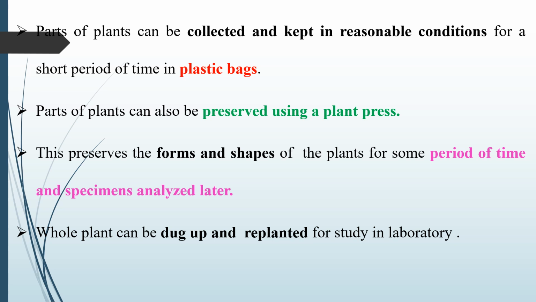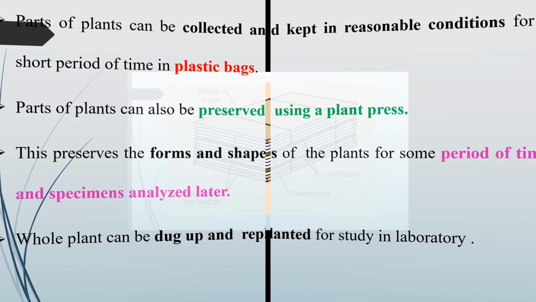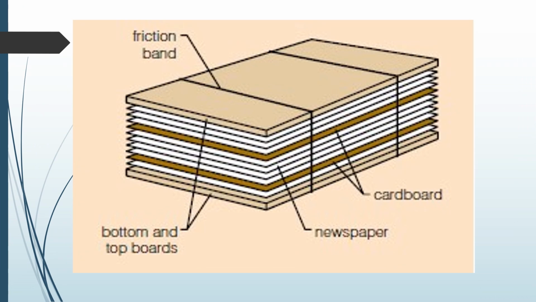Plant pressing helps preserve the form, shape and color of the plant for a long time, so that we can analyze it later in the laboratory. All plants can be dug up and replanted for study in the laboratory. This picture also shows plant presses that we are using: newspaper, cardboard, and fiction bound that is used for plant presses.